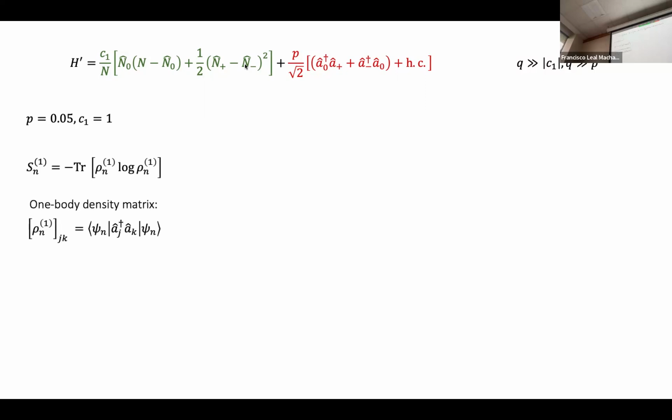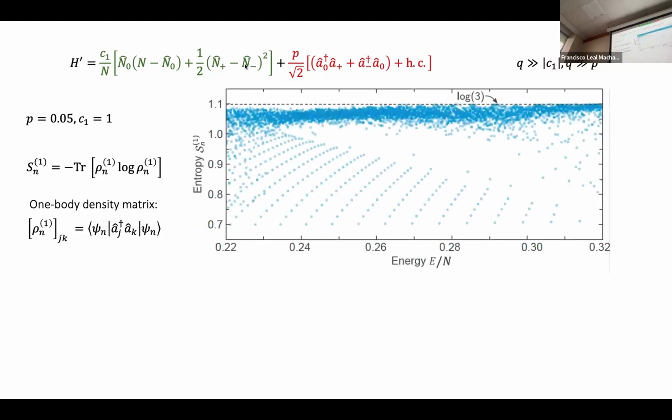We first look at the entropy of the one-body density matrix. This basically helps us understand the entanglement of one atom with the rest of the ensemble of atoms. And we see this entropy plot. There are two things to note here. The first one is that most of the states are in this maximum entropy band, while some of the states have some regular structure to them.